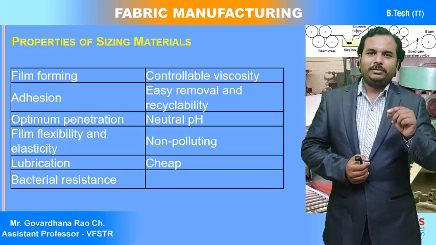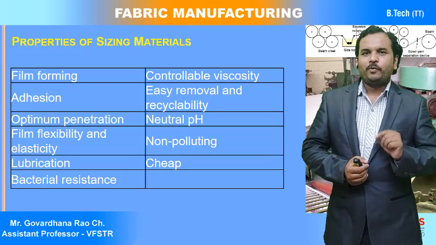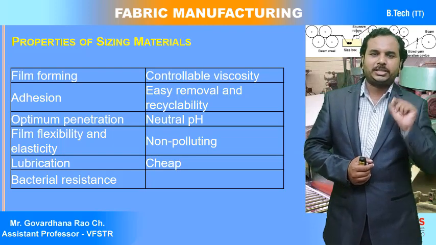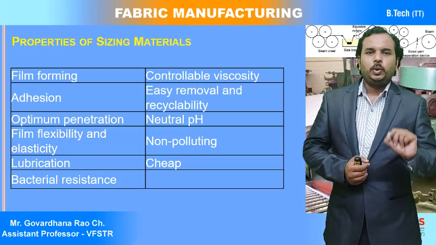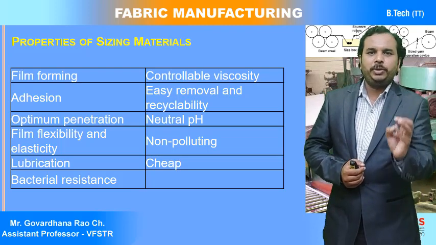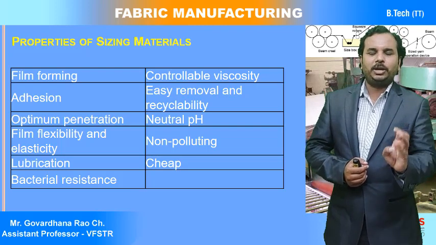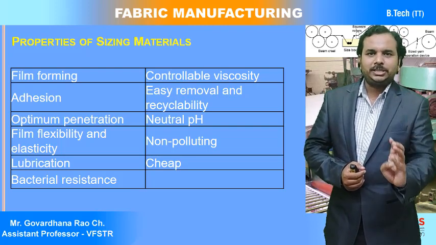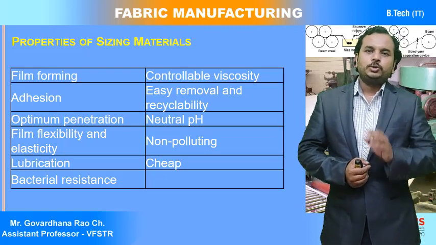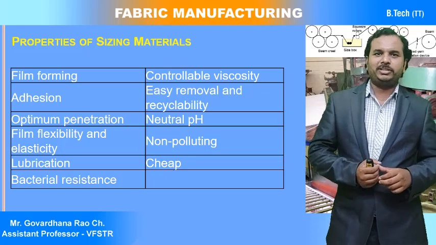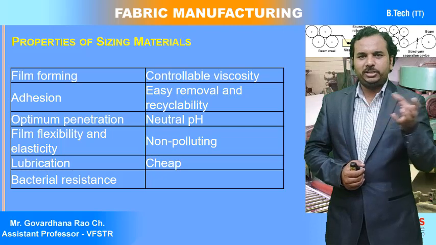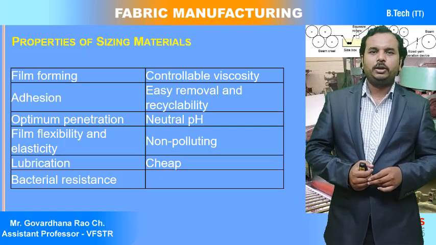Now you can observe and remember one thing. Why we are applying the size paste is so that the yarn is weavable in the weaving area. Nothing but the yarn should get weavability. Nothing but it should resist the stresses and strains which are applied in the weaving machine. So after weaving, is there any requirement of the size paste? So after the fabric conversion, is there any requirement of the size paste still present in the fabric?